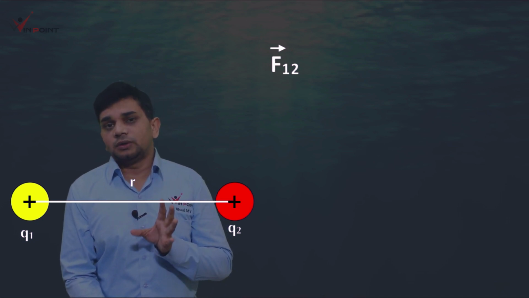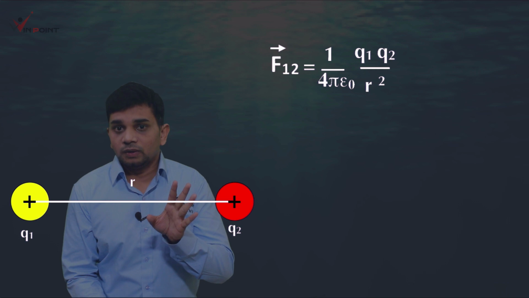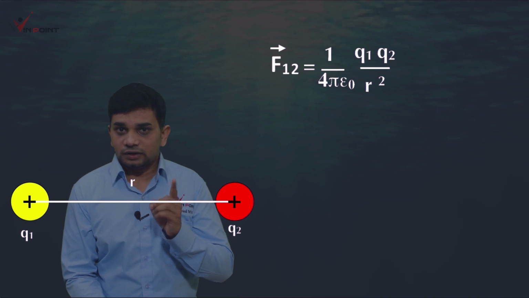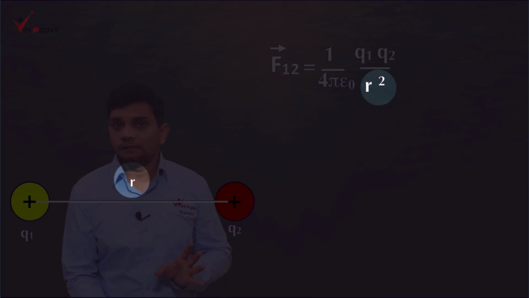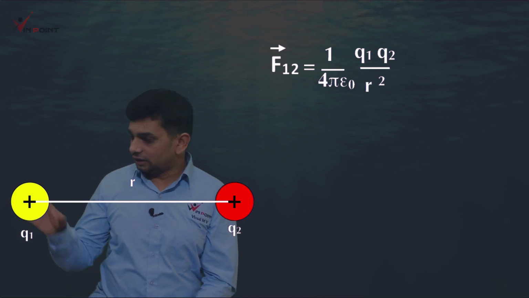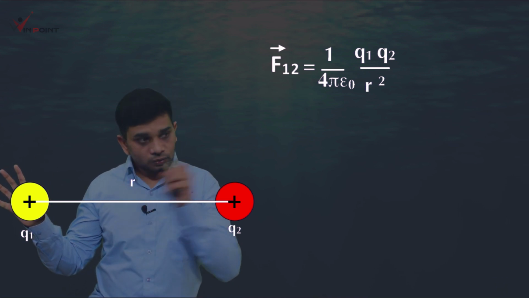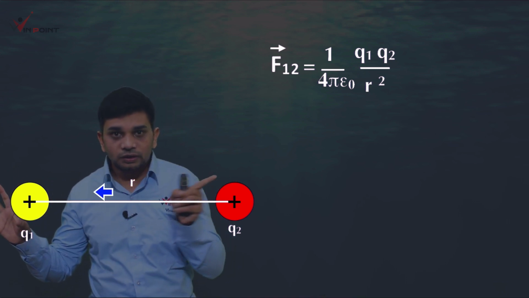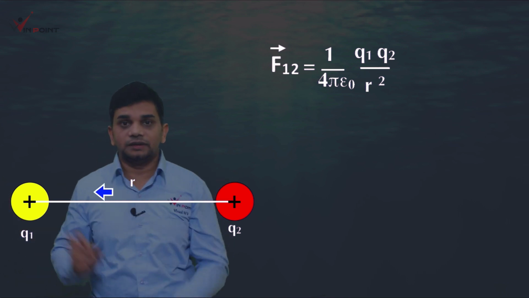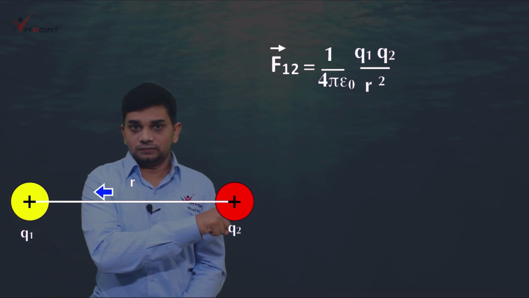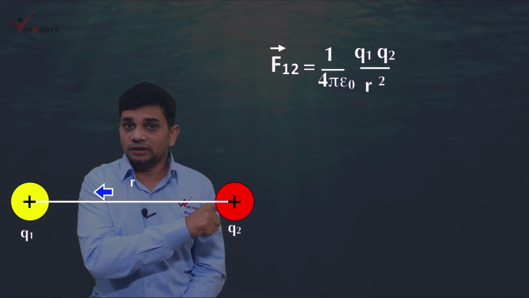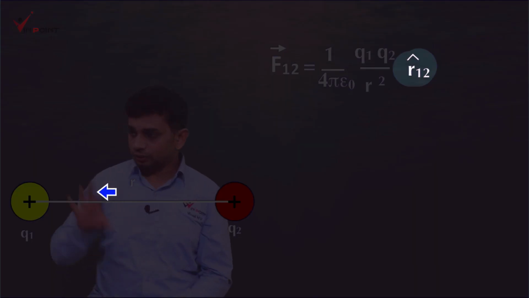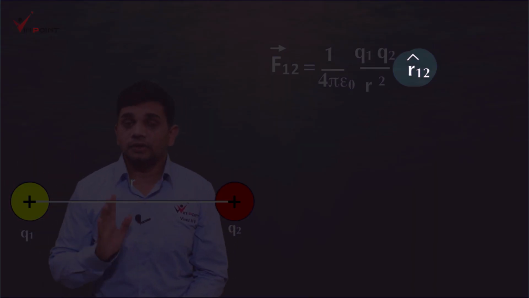It will be 1 by 4 pi epsilon 0 q1 q2 by r square, the same as before. Here the displacement is r, and the magnitude is known to us. Which unit vector can we use here? Charge q2 is exerting force on q1, and this is the direction of force. So we need to consider the displacement also in the same direction, to q1 from q2. So it is r12, the unit vector r12.